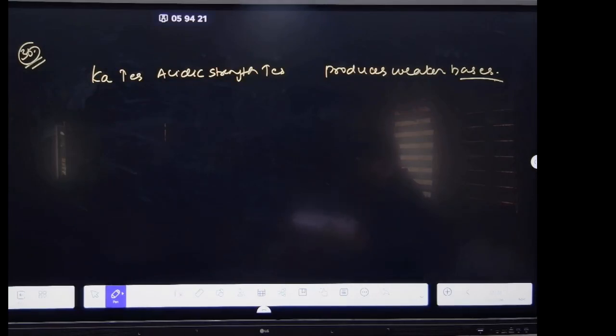Which has the least Ka value here? Least Ka is of whom? HCl or HCN, right? So the option will be what? Fourth one. Fine, done. Look at one more.